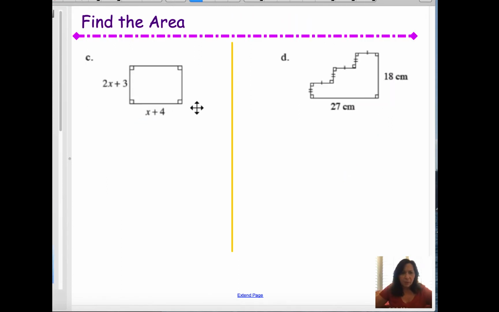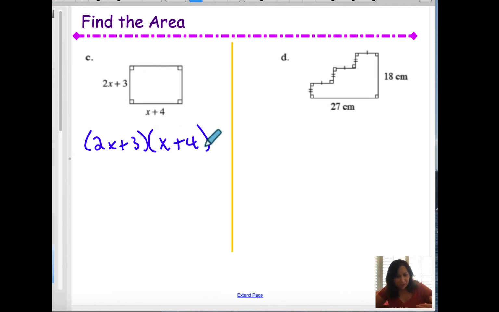For these two problems, we also find the area. This is just base times height. Sides are perpendicular, so I would just say 2x plus 3 times x plus 4. And there are no values, like I didn't give you the total area, so you just leave it like that.